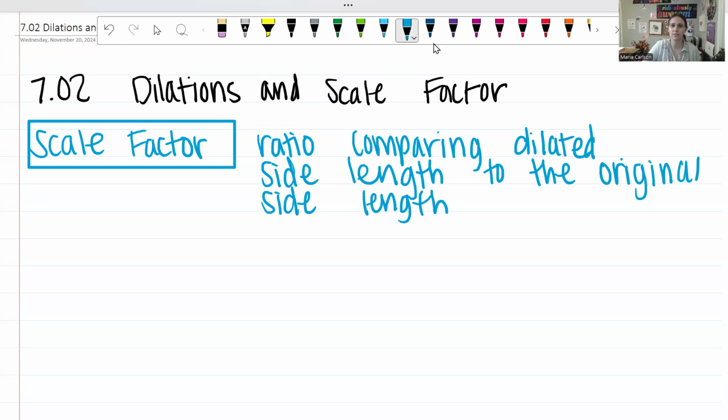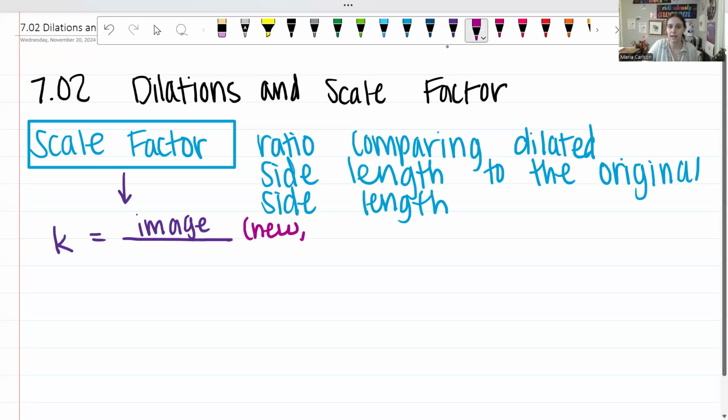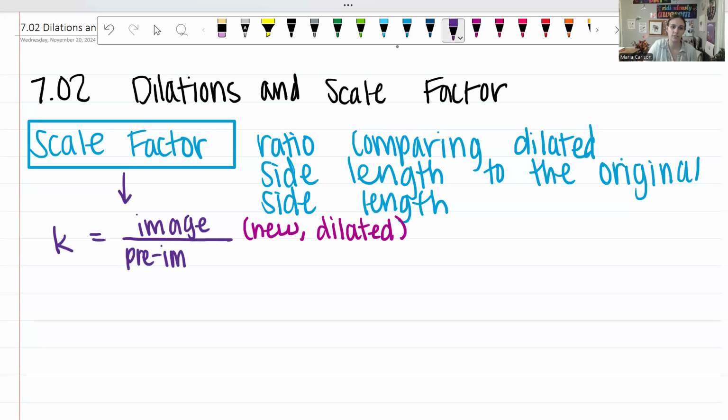And oftentimes the letter that we see used to represent scale factor is K. So K is a ratio between a length of a side in our image, meaning the new dilated shape. So that will be our numerator in this ratio, and our denominator will be whatever the pre-image length was. So pre-image, that is the original length that is dilated.